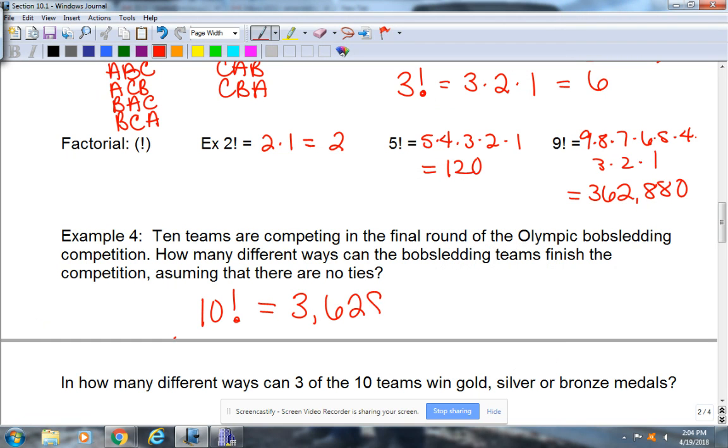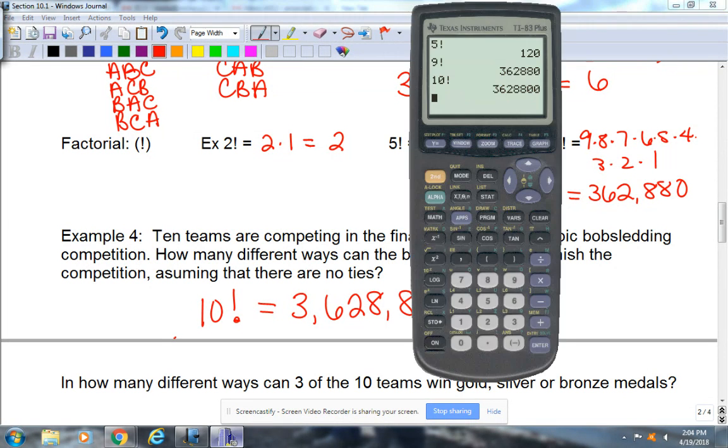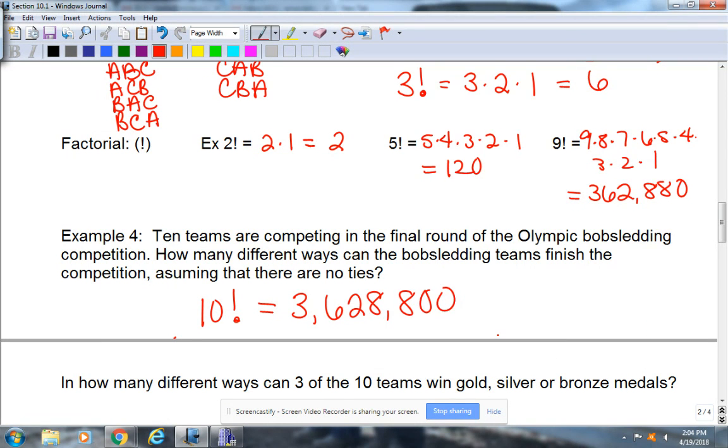3,600, was it 28? Was that right? Mine won't let me keep them both up at the same time. So word problems need word answers. There you go.